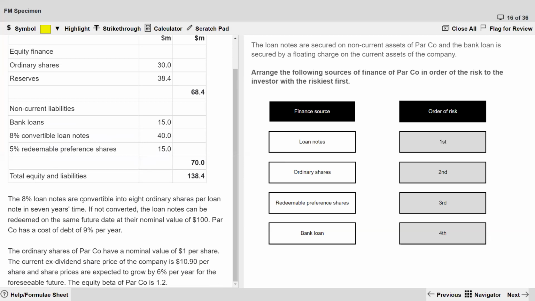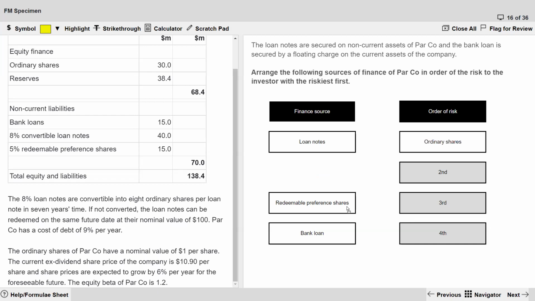It says 8% loan notes are convertible into ordinary shares per loan note in 7 years time. If not converted, loan notes can be redeemed on the same future date. Power company has a cost of debt of so and so. Ordinary shares have a nominal value of this. Current ex-dividend share price of the company is this. Loan notes are secured on non-current assets of Power company. Loan notes and bank loan are secured by a floating charge on the current assets of the company. So most risky is the ordinary shares.